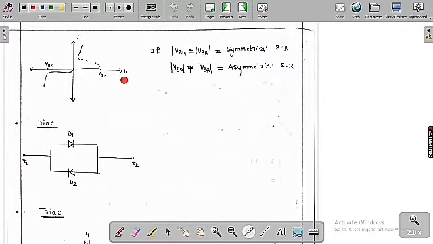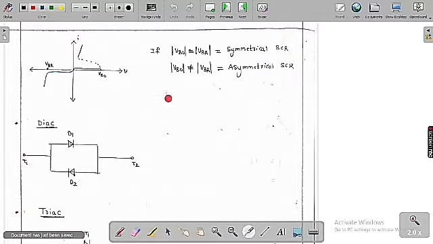You can see clearly here, suppose this is the forward blocking voltage, this is the actual current, and this is the reverse blocking voltage. So this is called the reverse blocking region. You can see clearly, if the reverse blocking voltage is equal to the forward blocking voltage, then it is called a symmetrical SCR. It is called a symmetrical SCR.